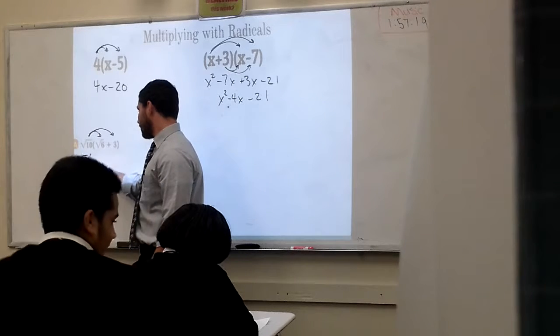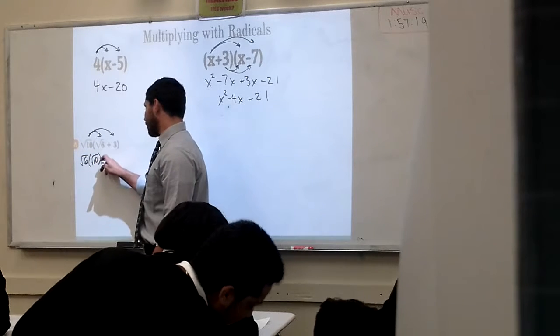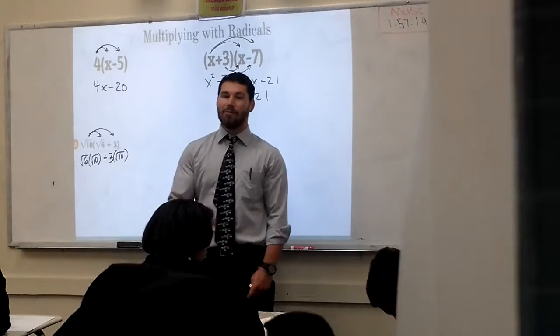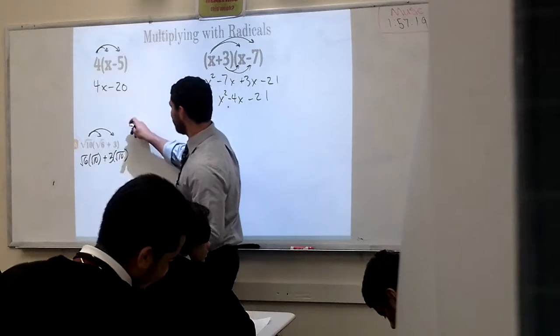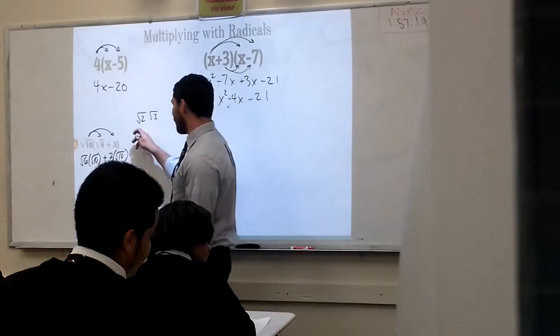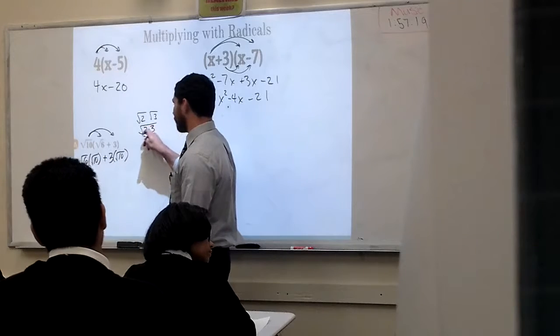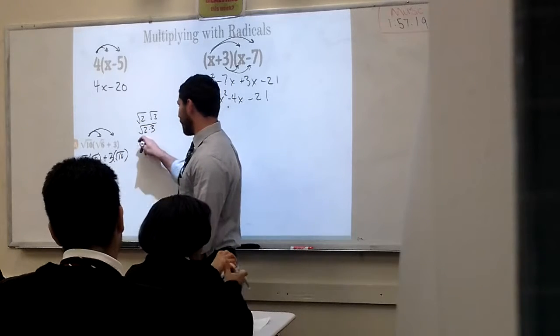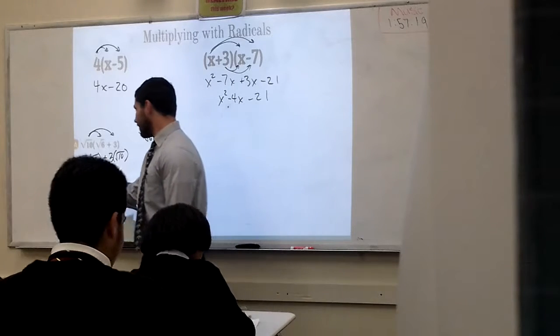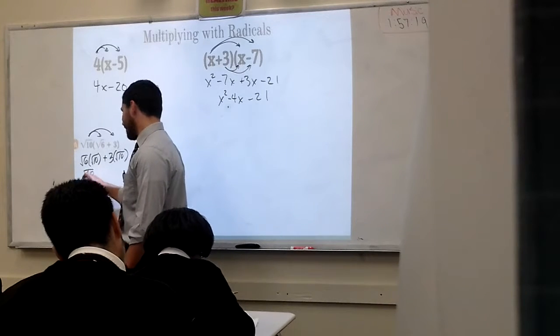root of 6 times the square root of 10, plus 3 times the square root of 10. Whenever we multiply two radicals, if I do radical 2 times radical 3, I can rewrite it as radical 2 times 3, which is radical 6, correct? So guess what we got right here? Radical 60.